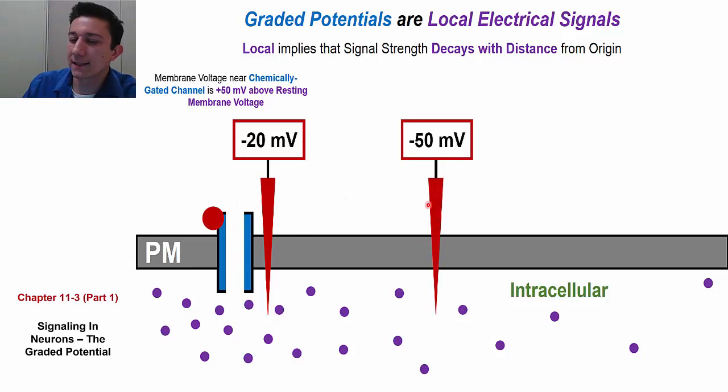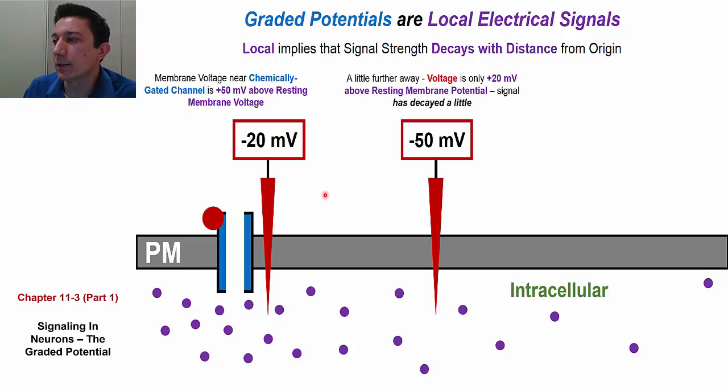And that was measuring our membrane voltage right next to our chemically gated channel here. But let's say we move a little bit further down and we put a voltage meter a little bit further away from where our signal originated, and we'll measure somewhere around maybe minus 50 millivolts. So still slightly positively charged, but not as much, right? So we'll move a little further away. Our voltage is now only plus 20 millivolts above resting membrane voltage. So that means that our signal has decayed a little bit.